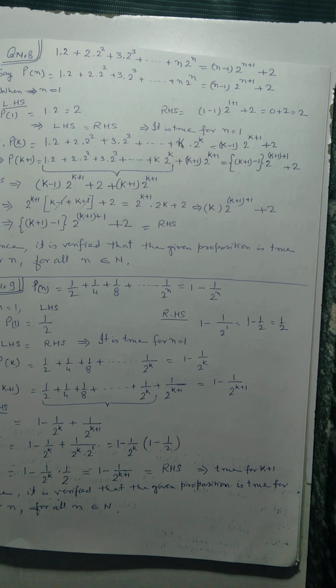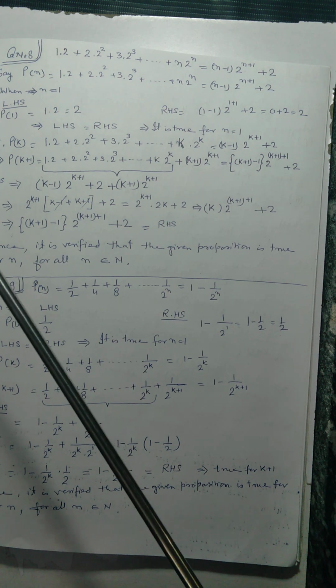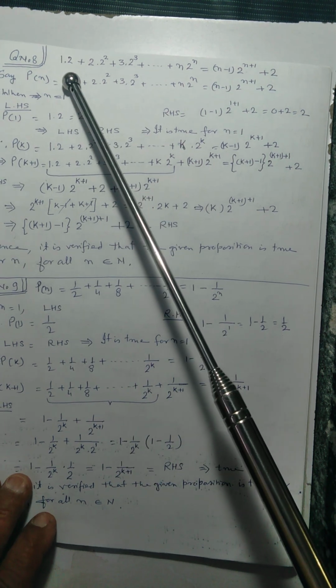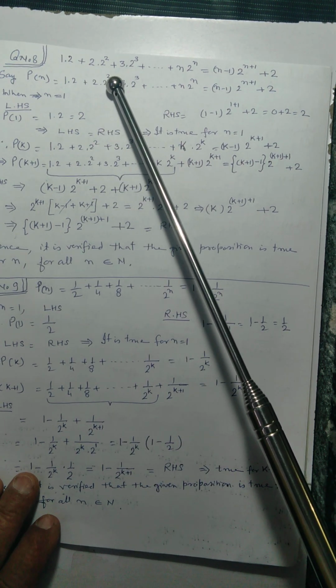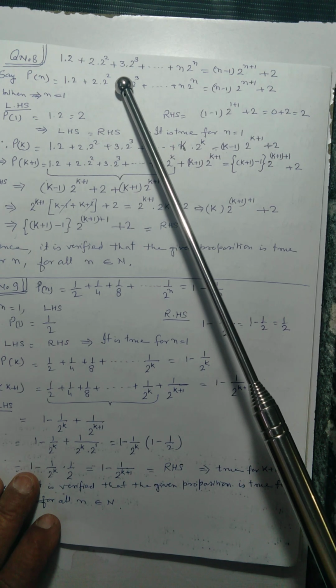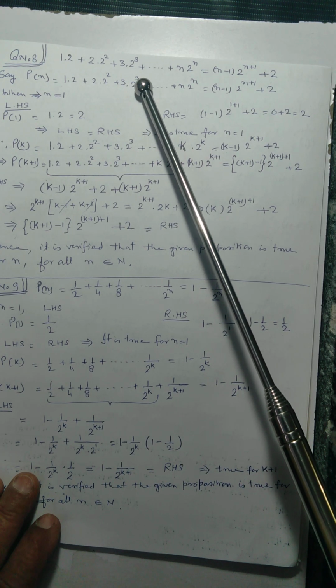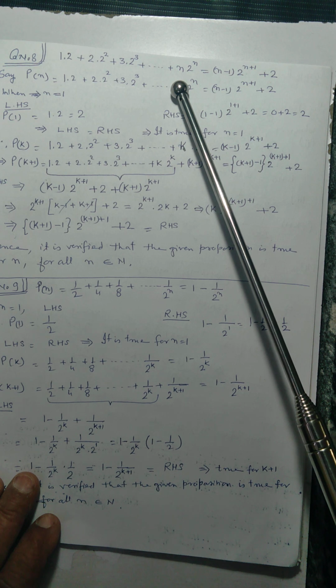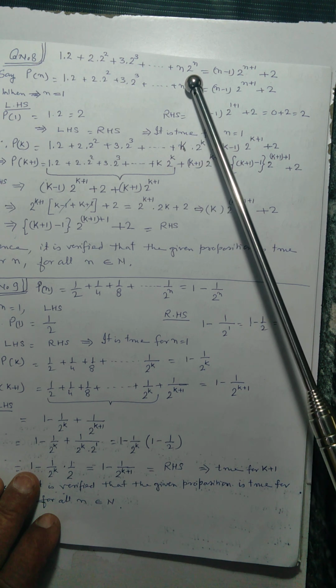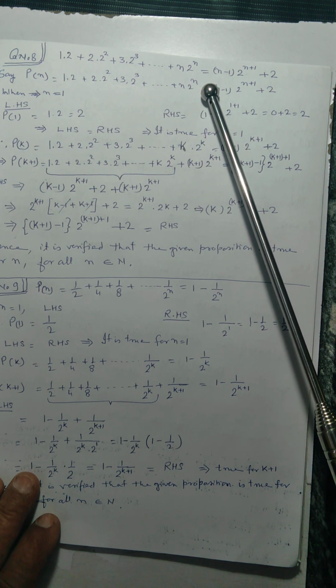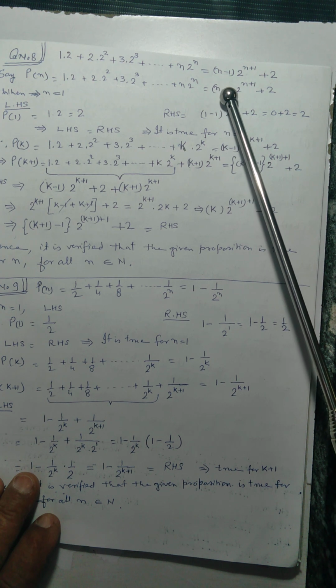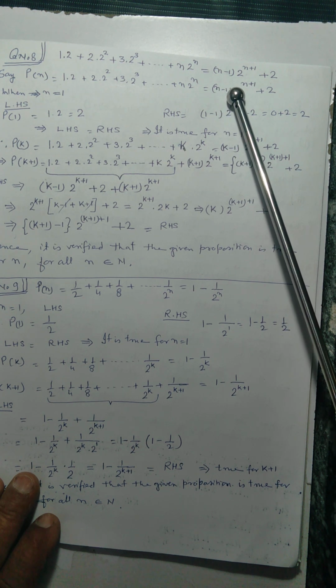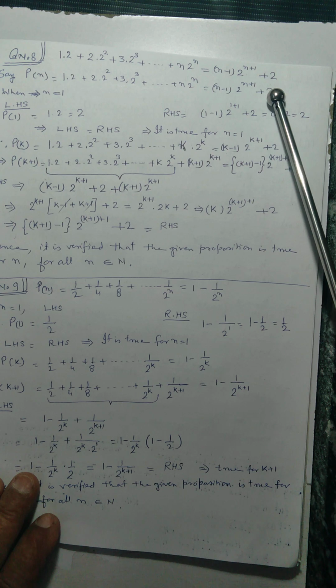CBSE Mathematics Class 11 Chapter 4 Exercise 4.1 Question number 8. Look at question number 8: 1 into 2 plus 2 into 2 square plus 3 into 2 cube plus dash dash n into 2 raised to power n is equal to (n minus 1) into 2 raised to power (n plus 1) plus 2.